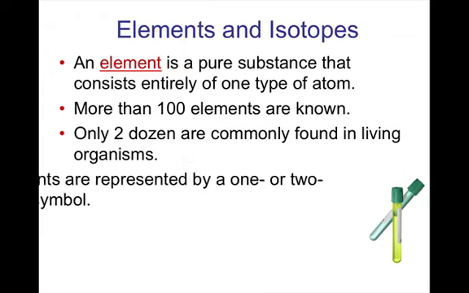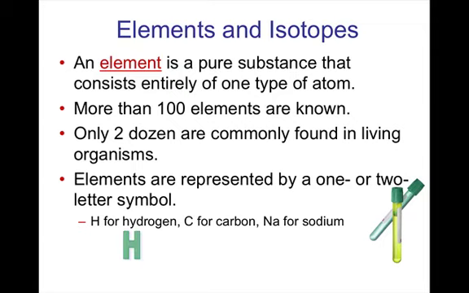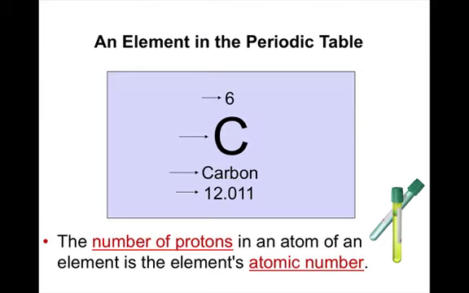And if you recall from physical science, elements are represented by a 1 or 2 letter symbol. So let's see if you can remember. H is for hydrogen, C is for carbon, Na for sodium, and so on. So a lot of times now in the future, I'm going to just abbreviate certain things using their symbols. I know that you have seen this before, so we're going to go through it kind of quickly.